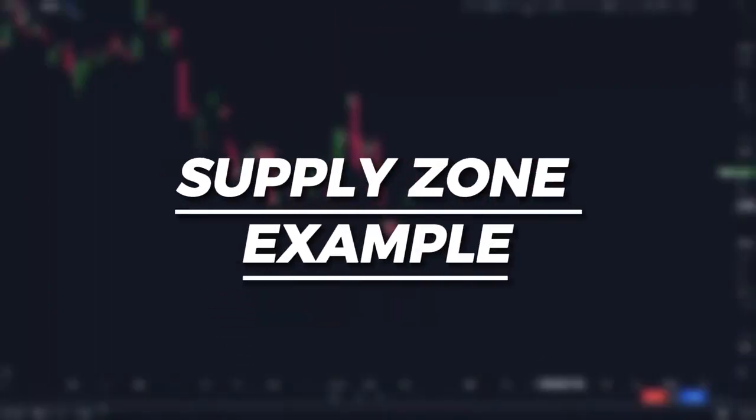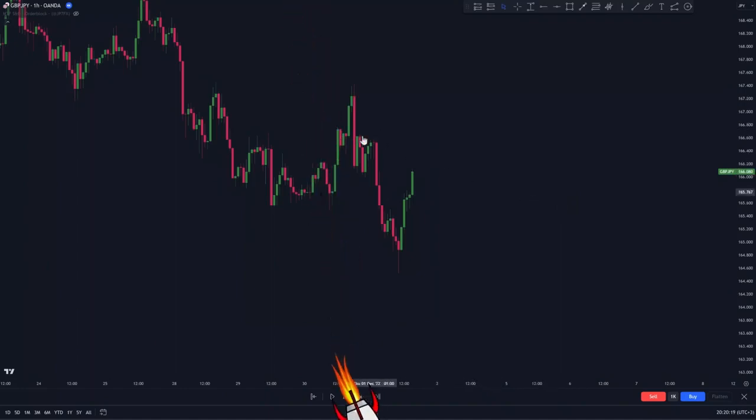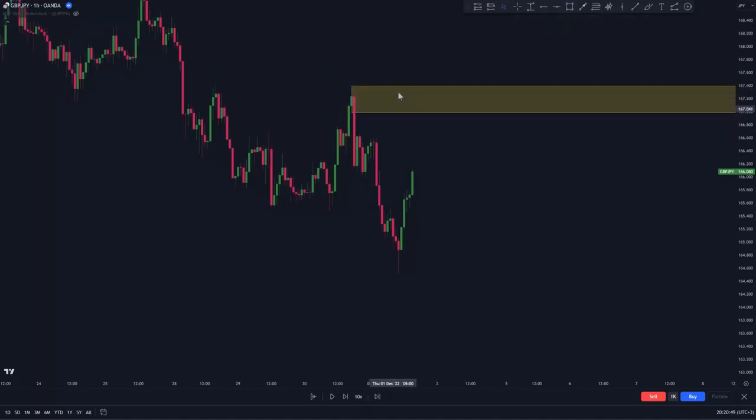Now the opposite is true for a supply zone because supply is the opposite of demand. Let's take a look at an example. The price moved down aggressively after this bullish move. Identify the last bullish candle that was printed before this bearish move. This is the candle you focus on. Draw from its low to its high. This is the supply zone.